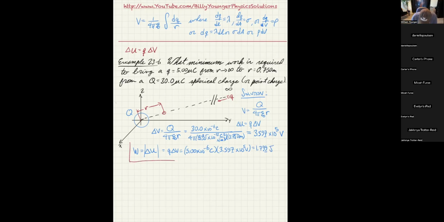So that's the actual work done in bringing the charge little q from infinity into a distance of 0.750 meters from the 30 microcoulomb charge. Anybody have any questions on that one?